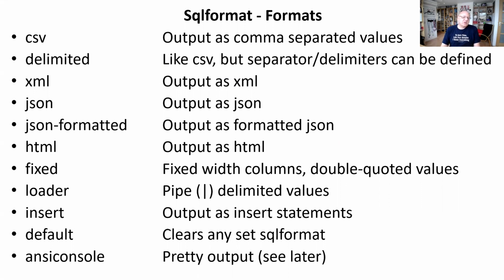I'm not going to go into all of them, but as you can see, you can do CSV. Delimited is like CSV, but you have more control over the separators and delimiters. Then XML, JSON, and JSON formatted. JSON is just JSON on one line. With JSON formatted, you get end of lines and spacing at the front of every line. Then HTML, fixed, loader, insert statements, and Ansiconsole. And with default, you get back to your standard formatting.